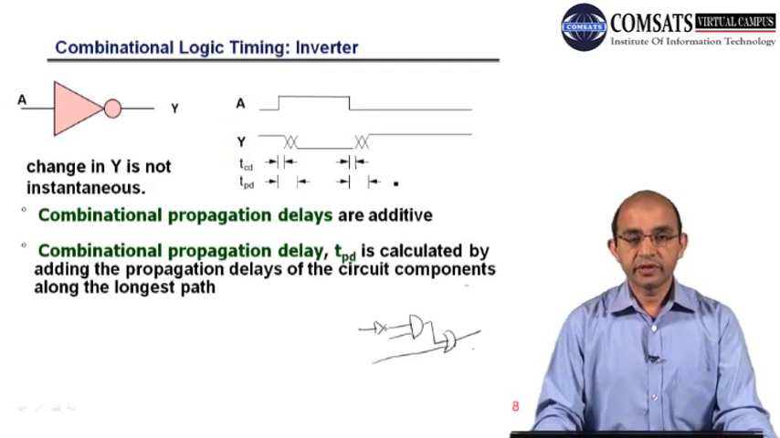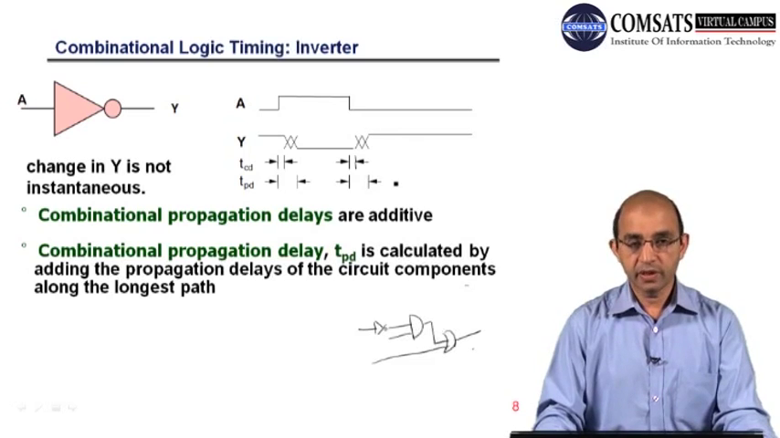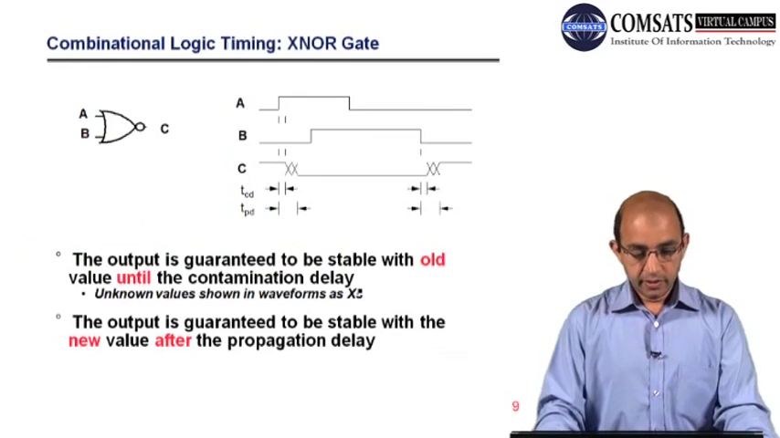So far we have discussed two timing parameters, propagation delay and contamination delay. When we talk about propagation delay, that is additive. So what we need to do is look for the different paths. Here you can see this is one path and this is another path, and we need to add the propagation delays. So here is an example.